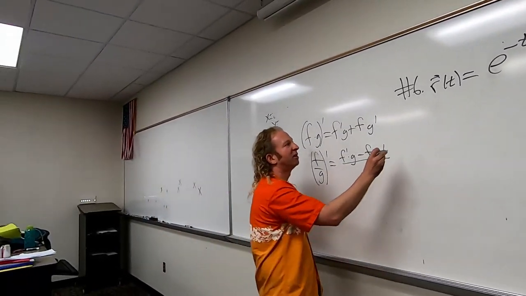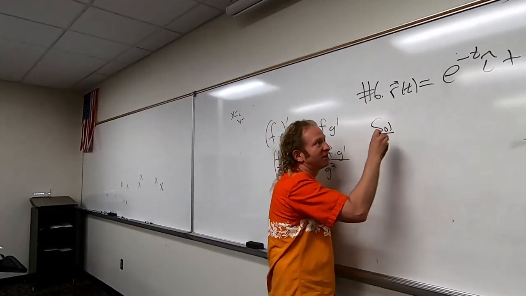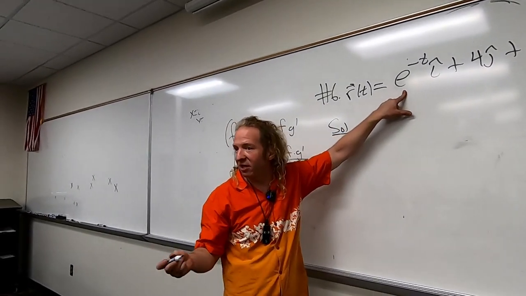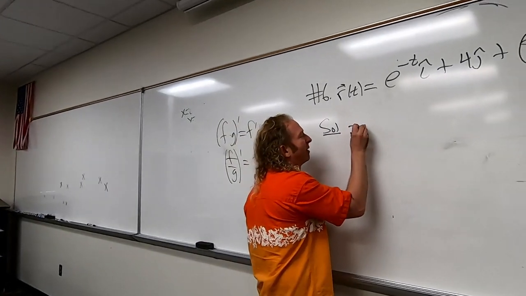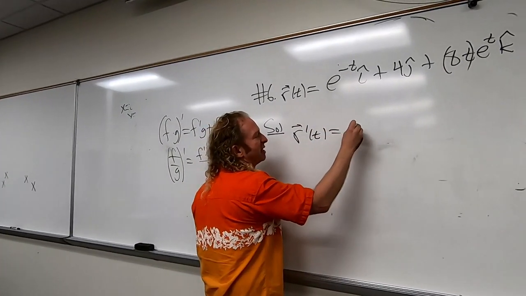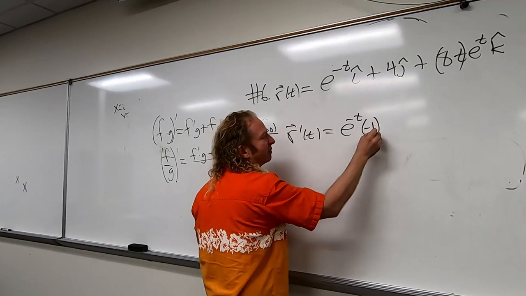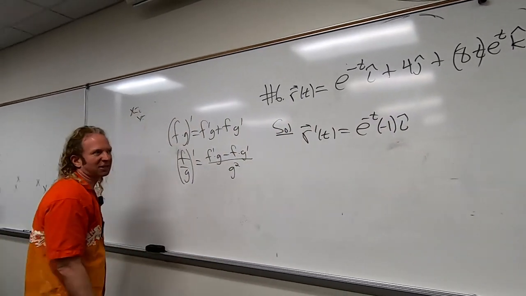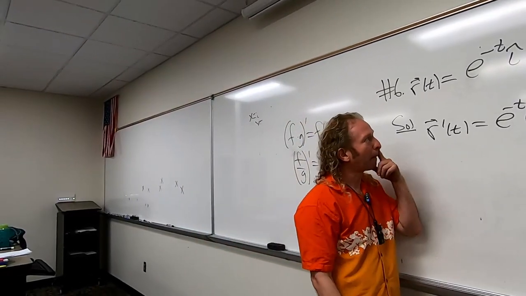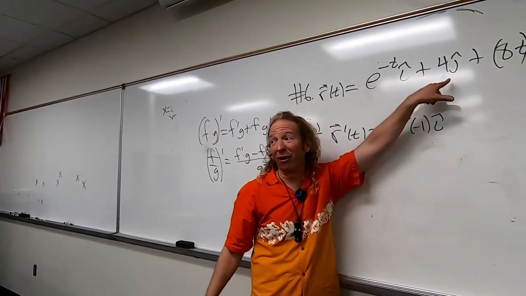First one's easy. e to the negative t? Yeah, it's the chain rule, because the derivative of e to the t is e to the t. So it's e to the negative t times the derivative of the inside. I'll show the step: e to the negative t times negative 1, which is just negative e to the negative t. I wanted to show the extra step because I'm going to have to simplify at the end anyways. What's the derivative of 4?